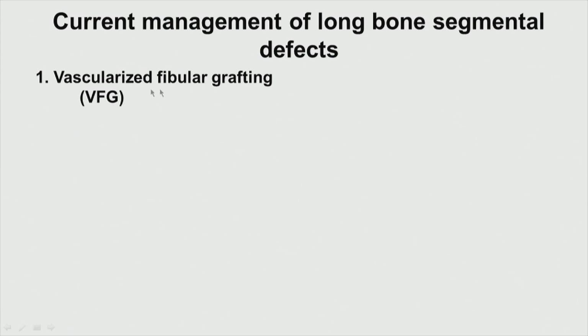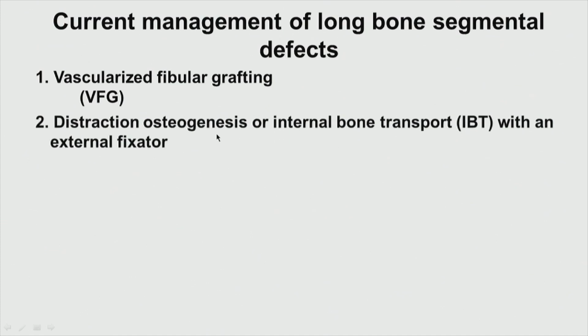Okay, so how do they do it now? Vascularized fibular grafting. So they graft it in between. Distraction osteogenesis or internal bone transport with an external fixator. What do they do? They will externally pull the bones and then allow those extended portions to grow. They keep on doing that, and it may take about 6 to 7 months for the bone to grow. So they use an external fixator and keep doing this. That is a very difficult surgery, and sometimes both the bones may grow, but they may not exactly meet, then again there are problems.